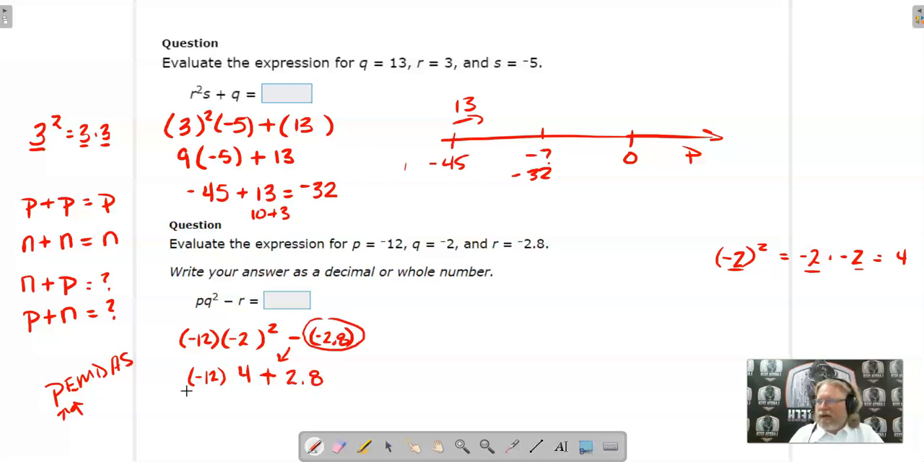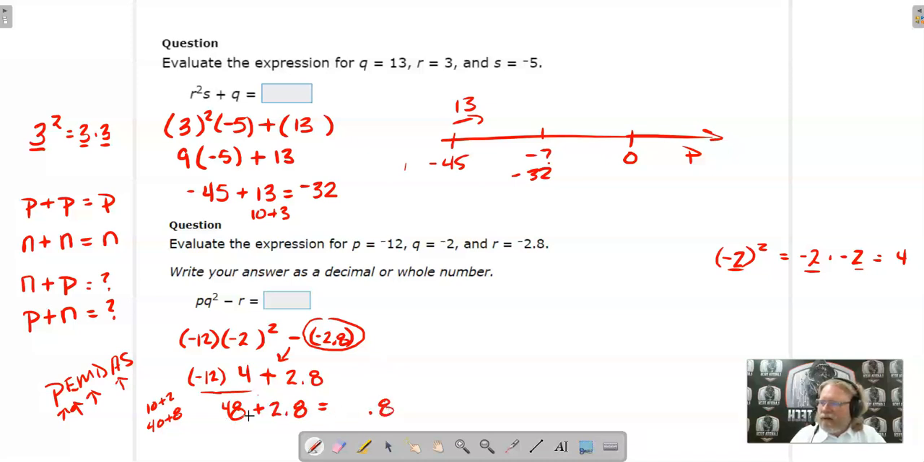Next step, I got to deal with the multiplication before I can do the addition here, right? So let's do this multiplication right here on this part. 12 times 4. Well, negative 12 times 4 to be exact. And that is, 12 is the same as 10 plus 2, right? So 4 times the 10 is 40, and 4 times 2 is 8. So 40 plus 8 is 48. And now add to that 2.8. I think I can do that one without a calculator. So I know I'm going to have the 0.8, right?